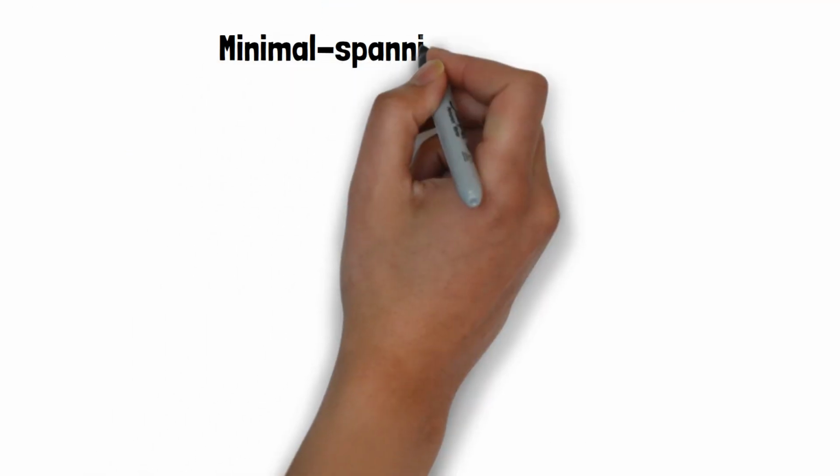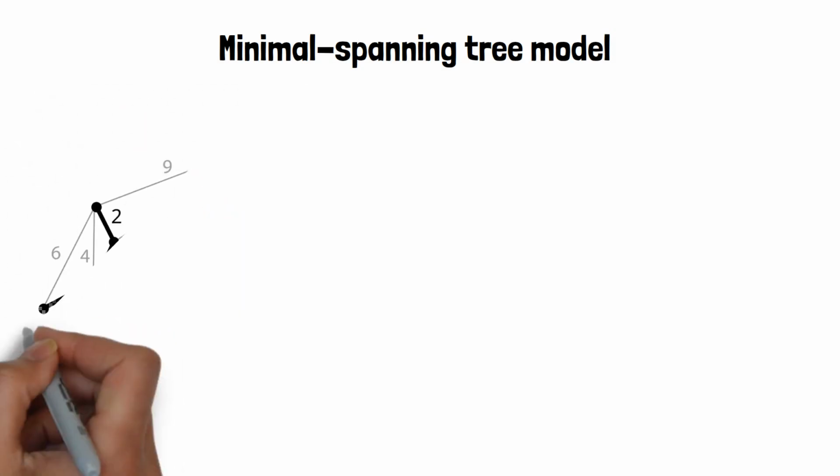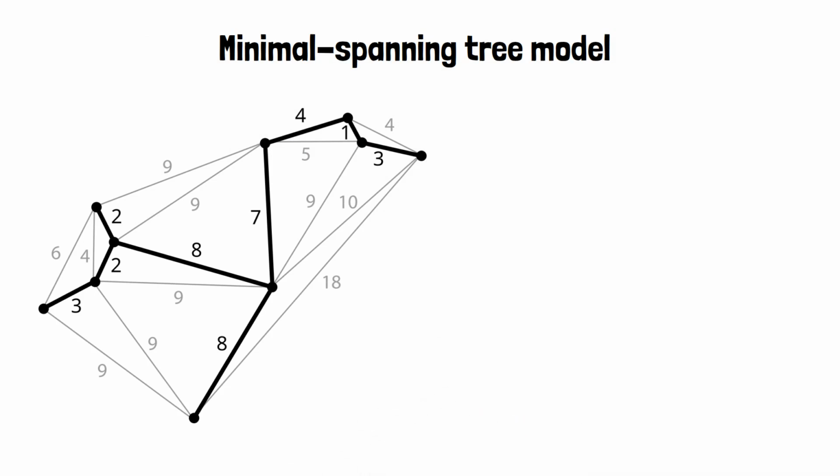The minimal spanning tree model is used to determine how to connect all points of a network while minimizing the total distance between them. This model is useful for designing efficient network infrastructures, such as telecommunications or transportation networks.